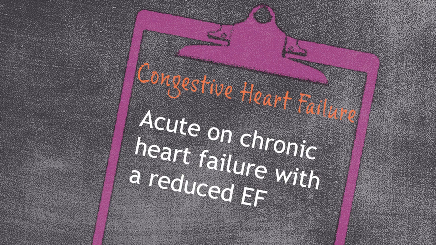So an example of complete and accurate documentation for heart failure is acute on chronic heart failure with a reduced ejection fraction. It's that simple.